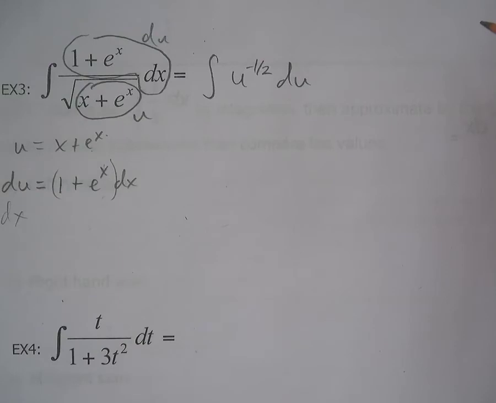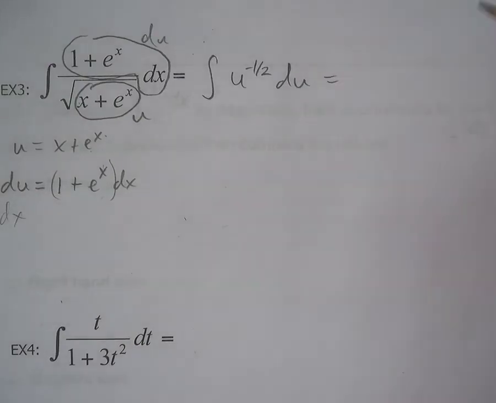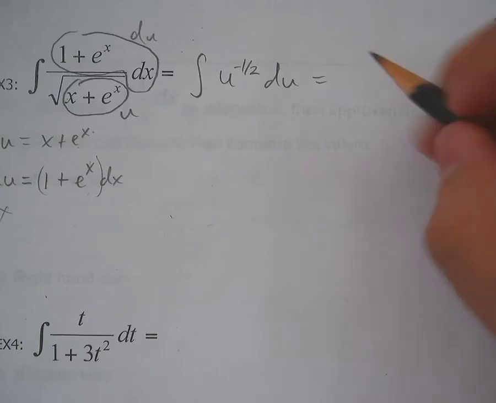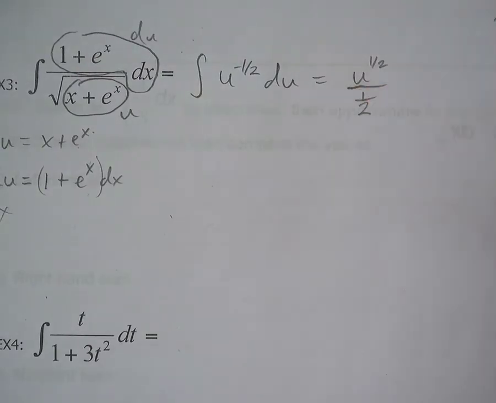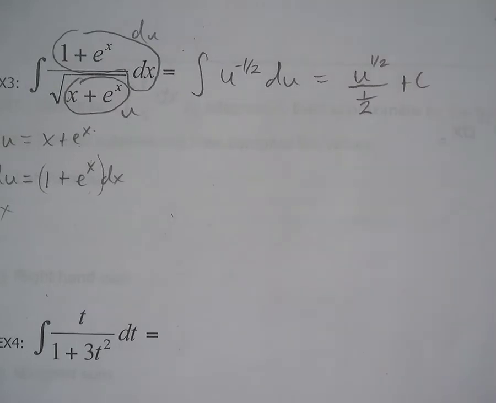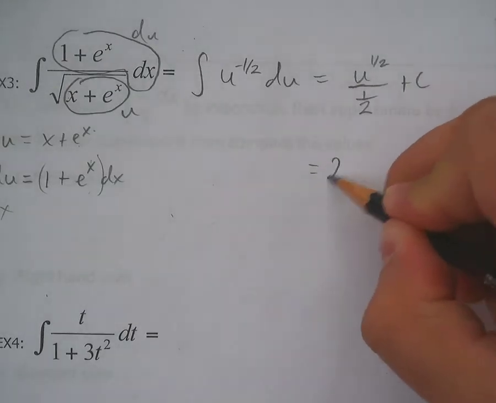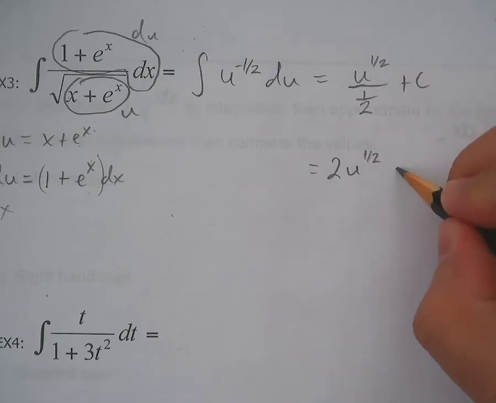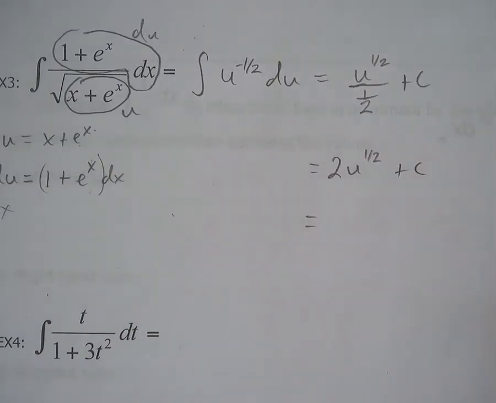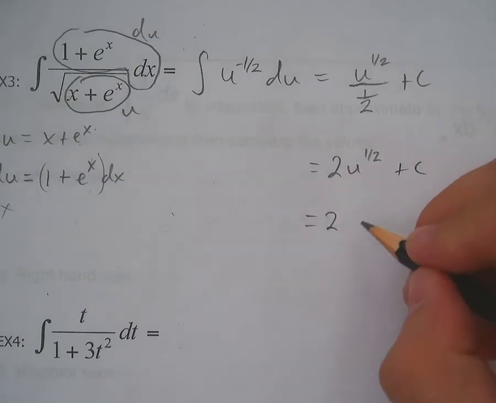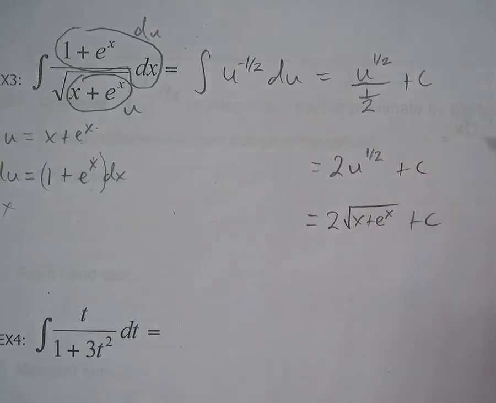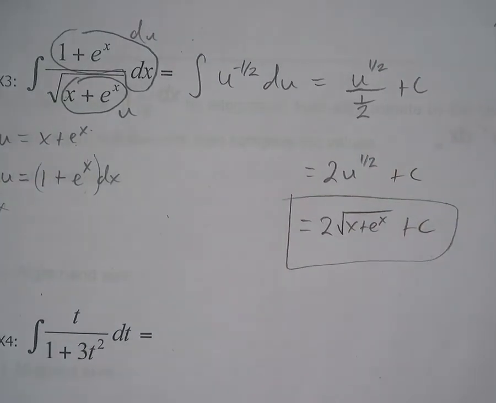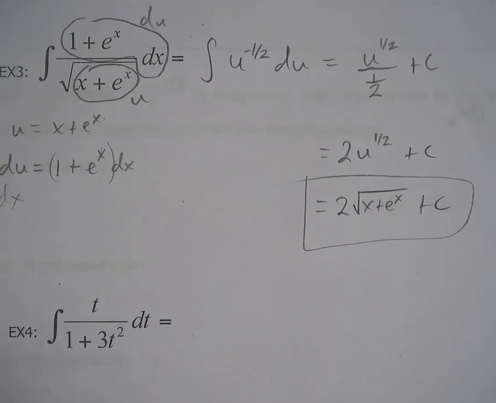Right? Integrate that. We'll have u to the 1/2 over 1/2, which we will simplify here in just a moment, plus c, which is going to be 2u to the 1/2 plus c, which is going to be 2 times the square root of x plus e to the x plus c. See, it's not too bad. It is not too shabby.